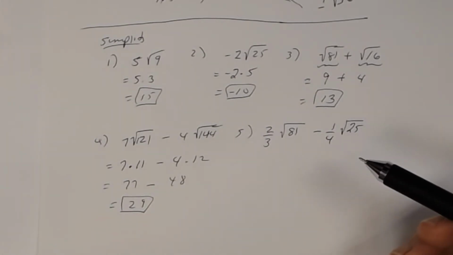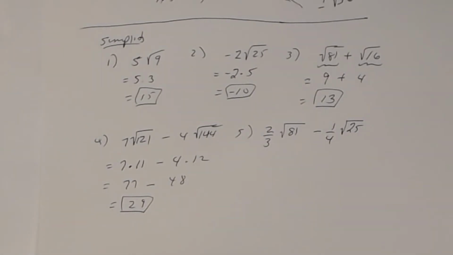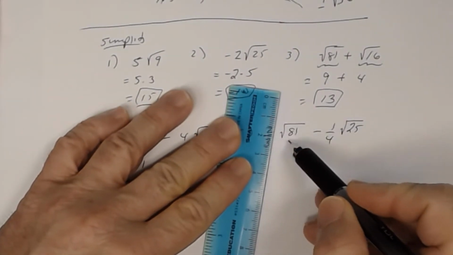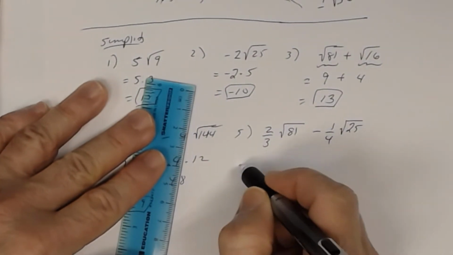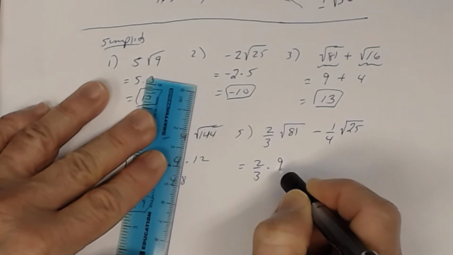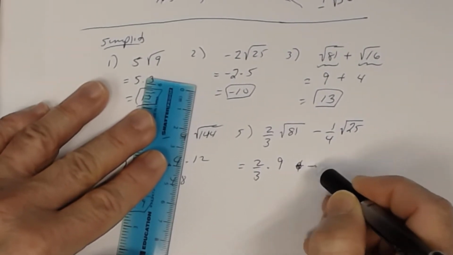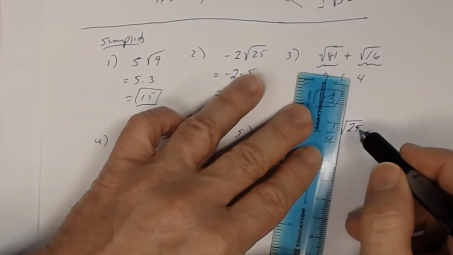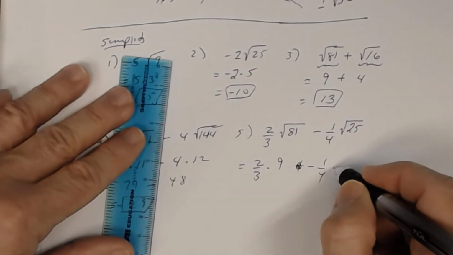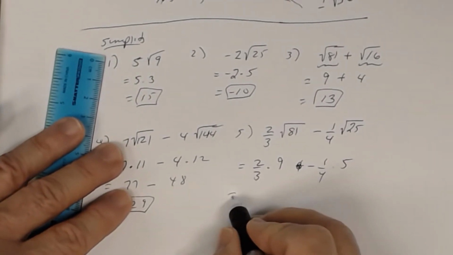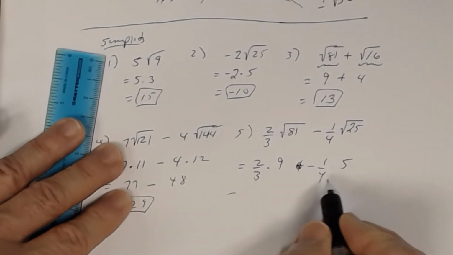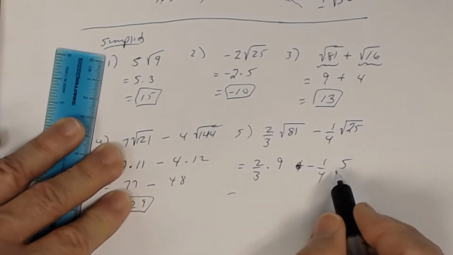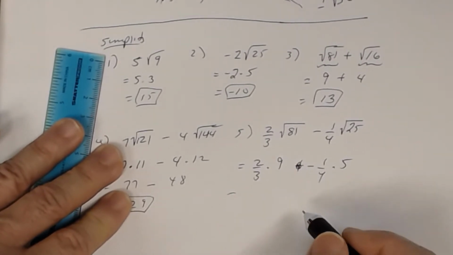So the same thing, if you cover up the 2/3 and you look at the square root of 81, the square root of 81 is 9. So this becomes 2/3 times 9, minus 1/4 and the square root of 25. The square root of 25 is 5, so it becomes 1/4 times 5. So now notice you have two products here, and you're subtracting those. Remember, order of operations, you have to multiply first and then subtract.